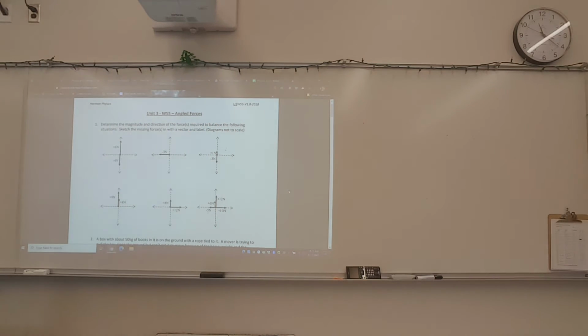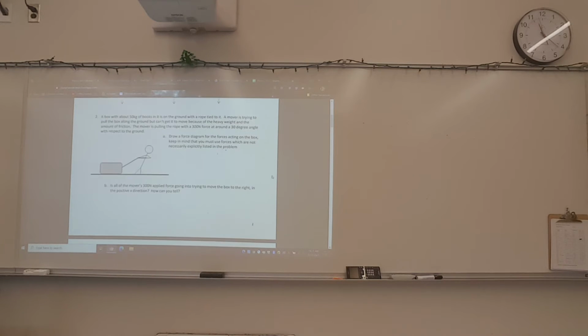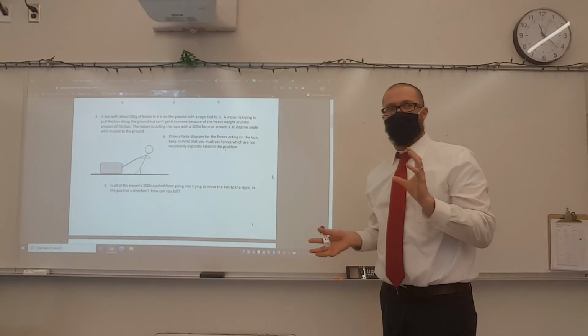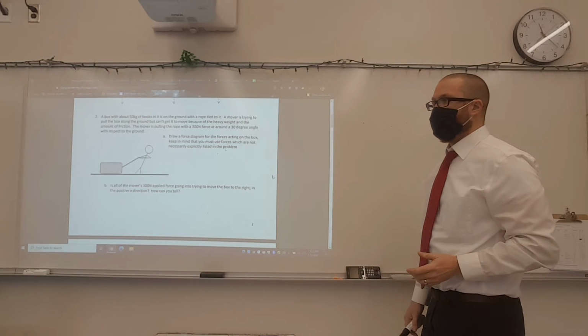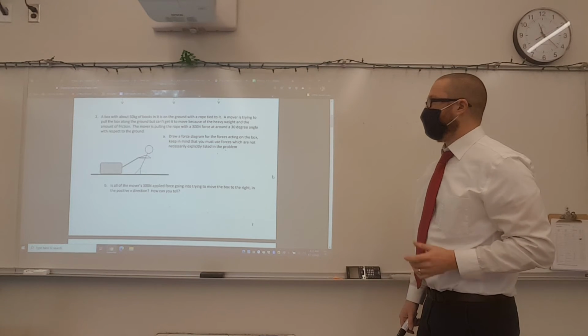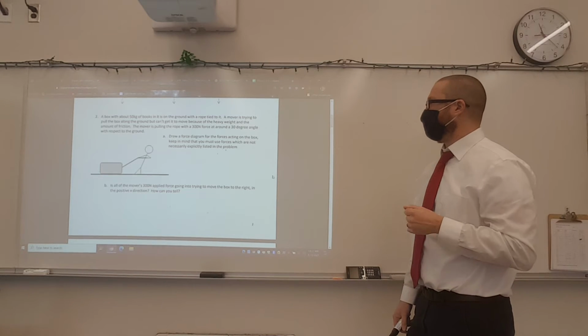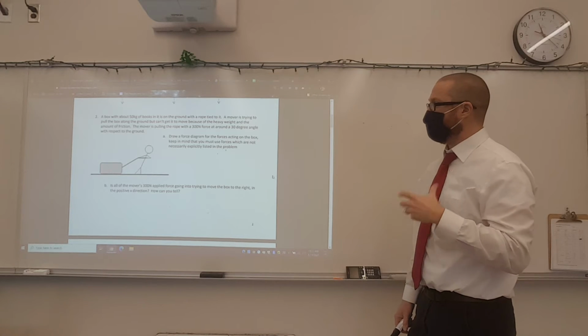So we have this next problem. This is the first time we see a problem like this, where we've drawn force diagrams of angled forces, of ropes and stuff. We haven't done any calculations with them. 50 kilograms of books in a box. It's on the ground, with a rope tied to it. A mover's trying to pull the box along the ground, but can't get it to move because of the heavy weight and the amount of friction.